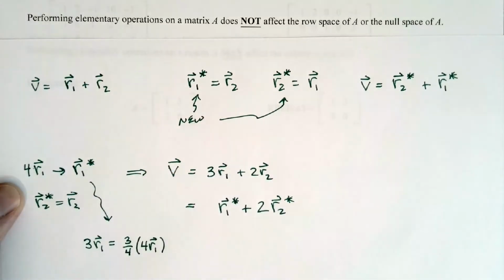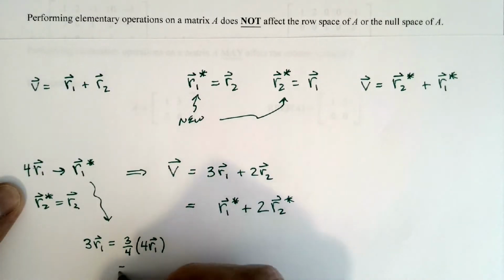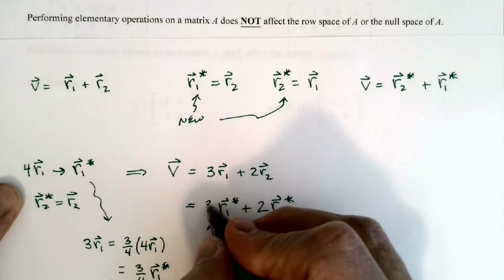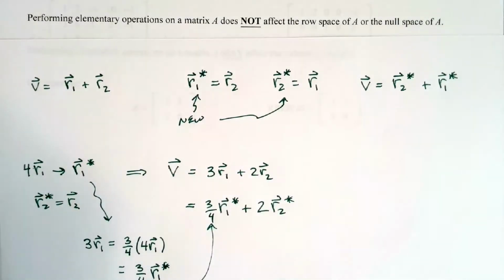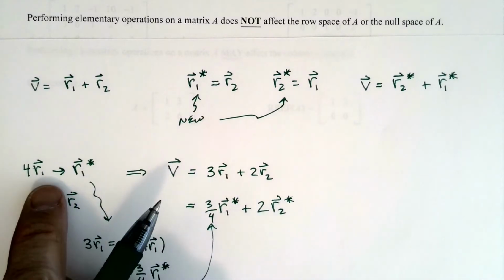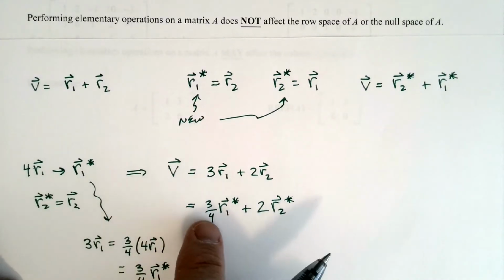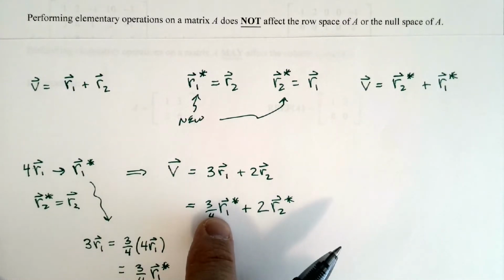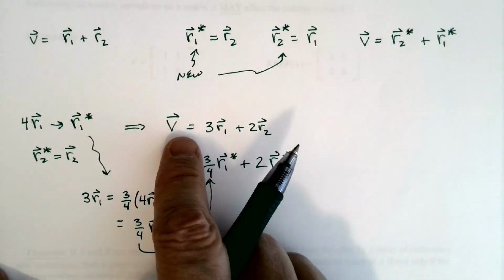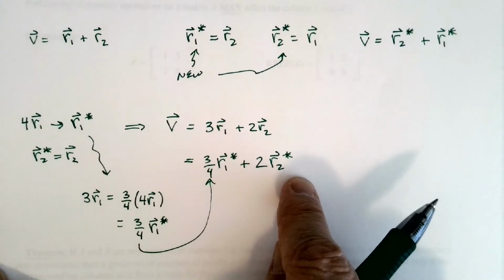Right? What's 3/4 times 4? That's 3. But 4R1, that's equal to what? 3/4 times what? 4R1 is the R1 star. So that's what I need. That's the adjustment I need. I need to now take 3/4. So I can still write V as a linear combination of the new rows after I multiply a row by a constant. So I can still do it. I just need a new variable there. So again, the vector V is in the row space of this new matrix.